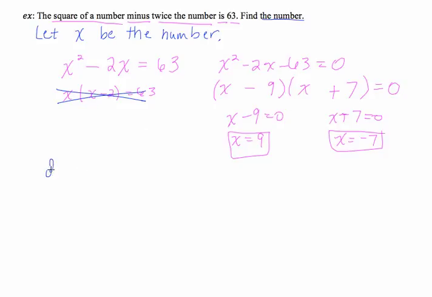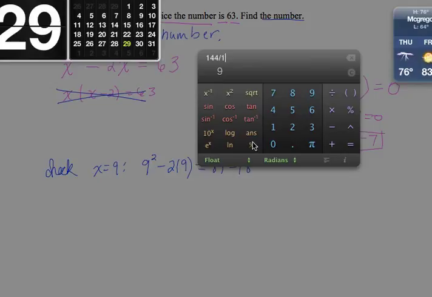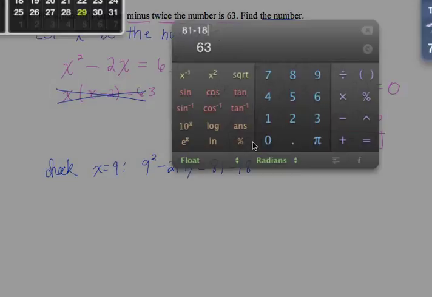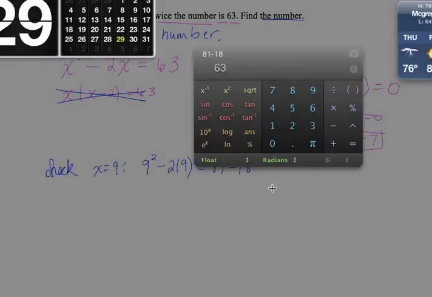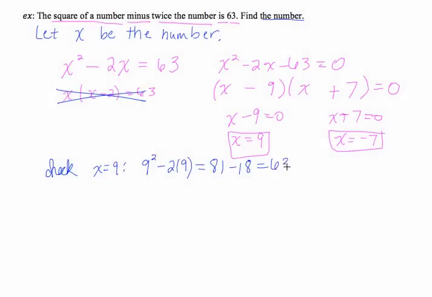If you're not sure, we can check. So first let's check x equals 9. 9 squared minus 2 times 9 would be 81 minus 18. Now let's check. 81 minus 18 is 63. So that one does work.